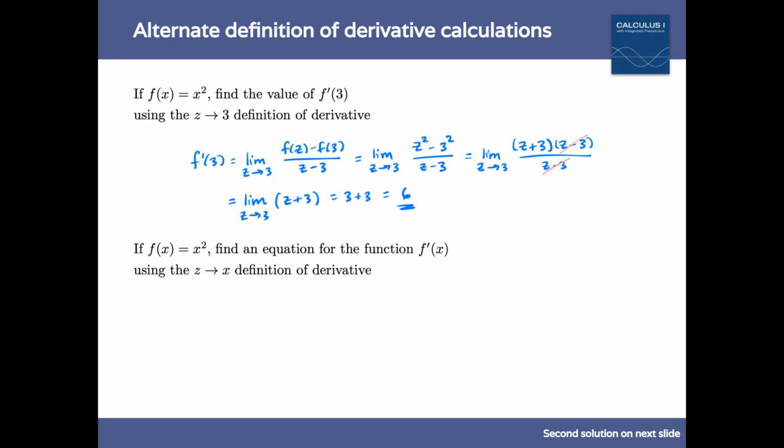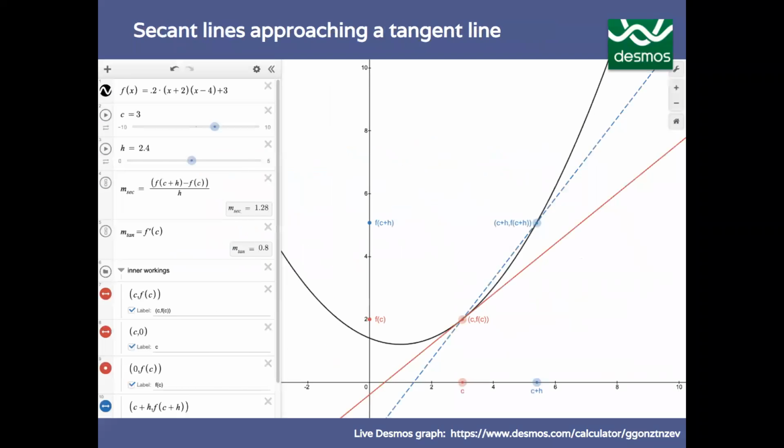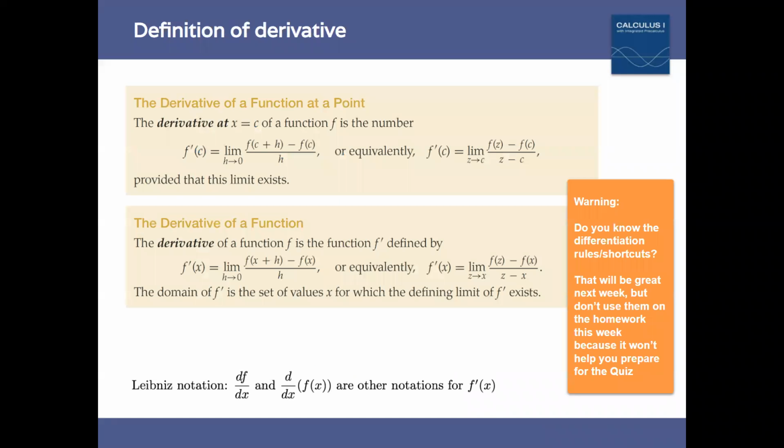Why is this? I thought the C was a 3. The C is the 3. Because, let me go back for a second. See, it's F prime of C. C is the point that extra point is going to. Just like here, the extra point is C plus H going to C. Now the extra point is Z going to C.